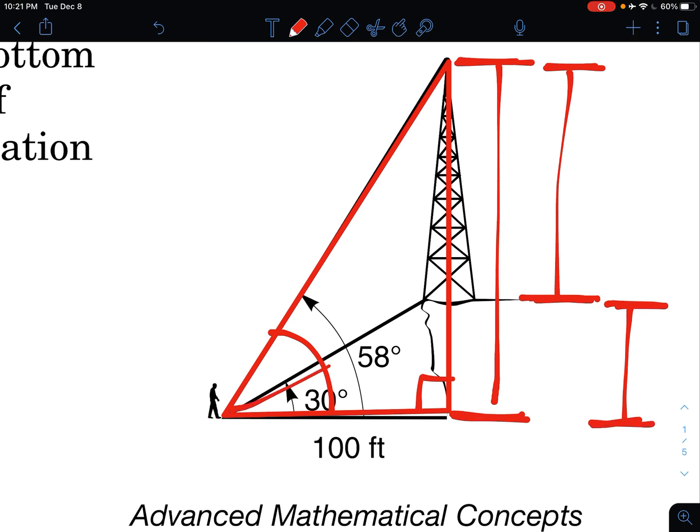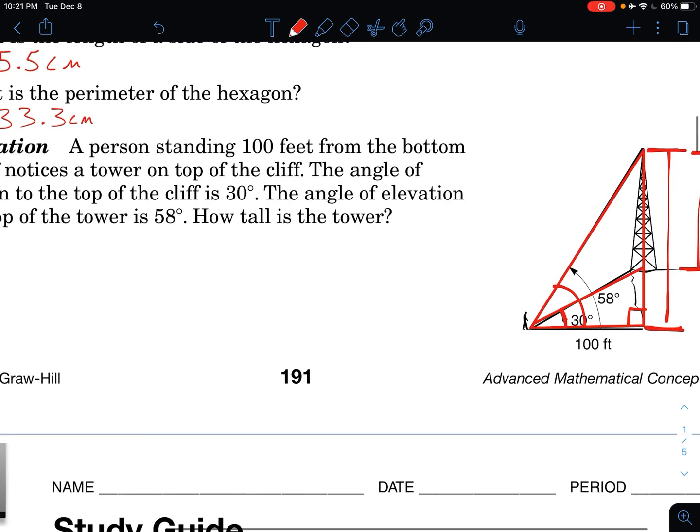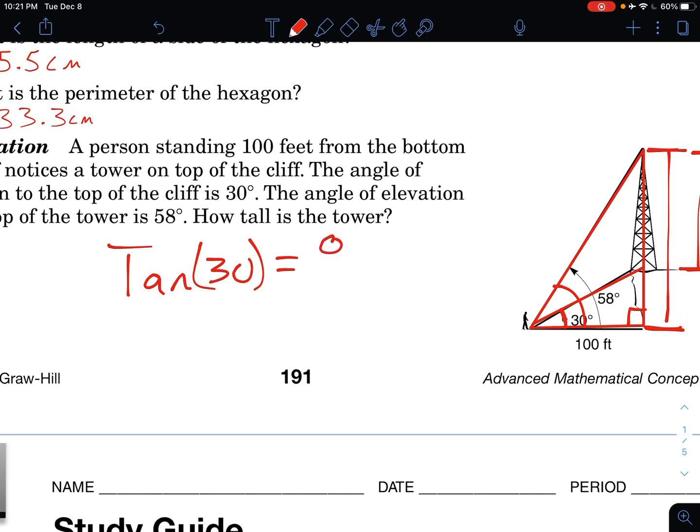You can find that portion by using this right triangle with 30 degrees. They both have an adjacent side of 100. They're just going to have different opposite legs. So let's do the 30-degree one first. If we have the adjacent, we want the opposite, we're going to use tangent. So tangent 30 is going to be equal to the opposite over the adjacent. We'll call it OPP over 100.